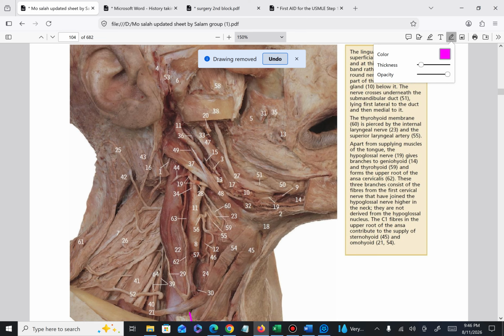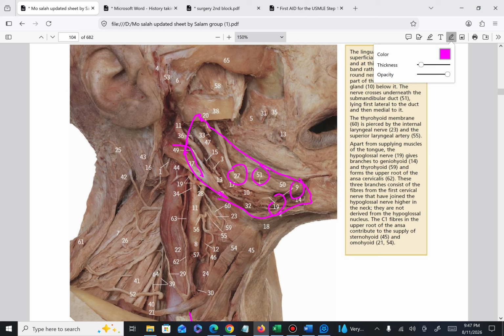So, just to summarize, this is the submandibular triangle which contains the submandibular gland, the hypoglossal nerve, the submandibular duct, the deep lingual artery, and the lingual nerve on the 27 number.